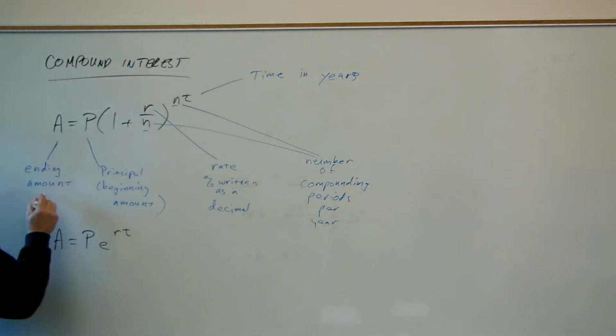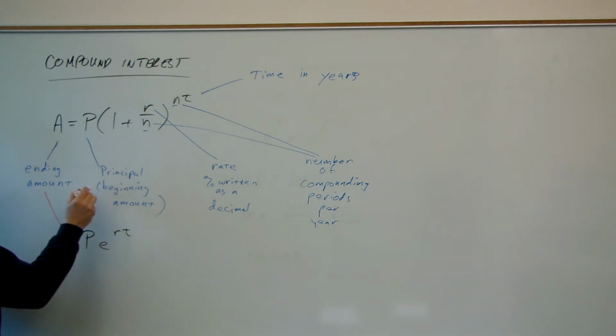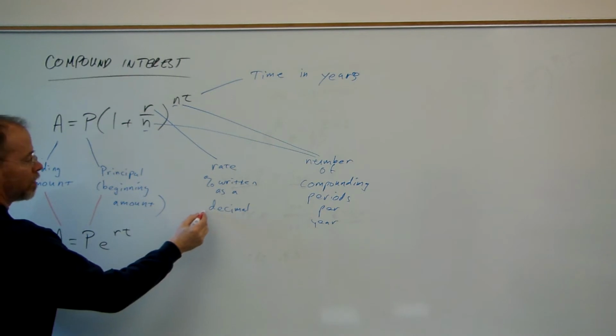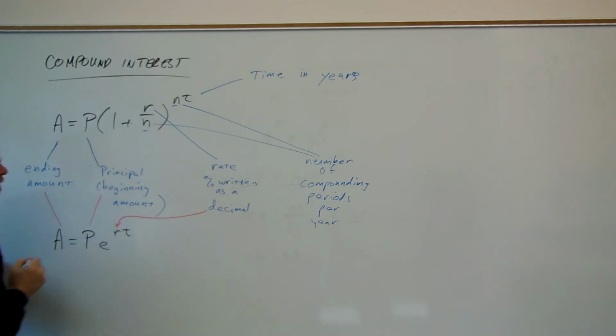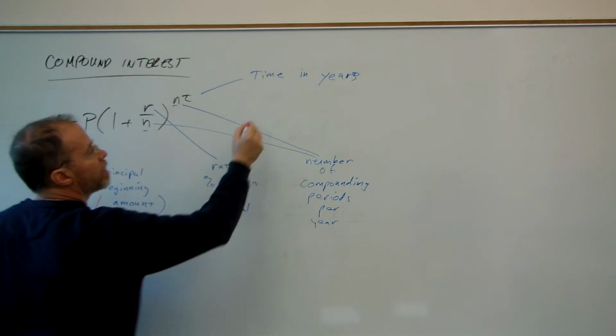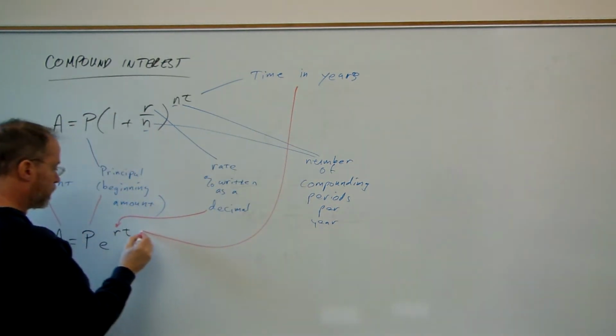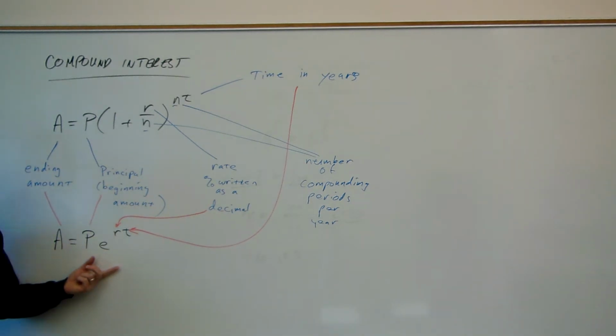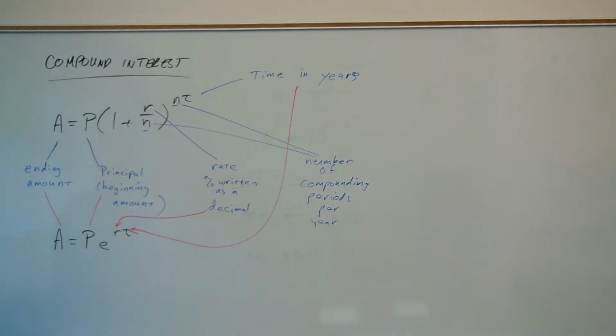The ending amount is still A. The principal is still P. The percent rate written as a decimal is still here, R. And the time in years is still there. I don't have the number of compounding periods, no N in my formula now.